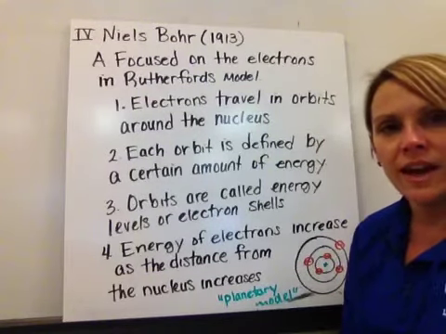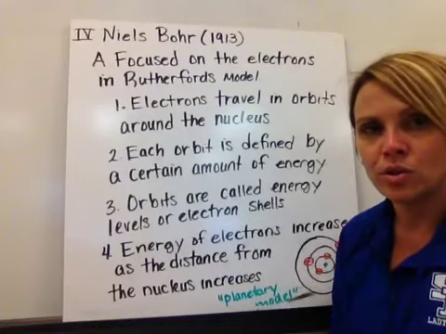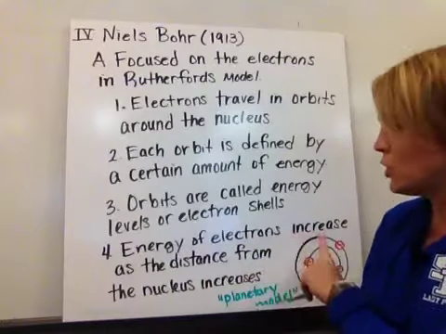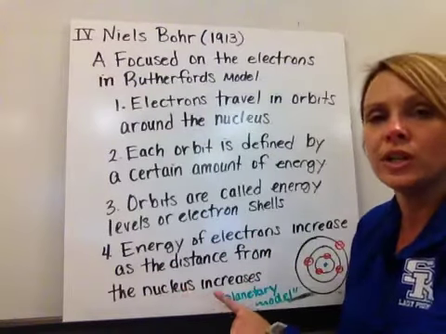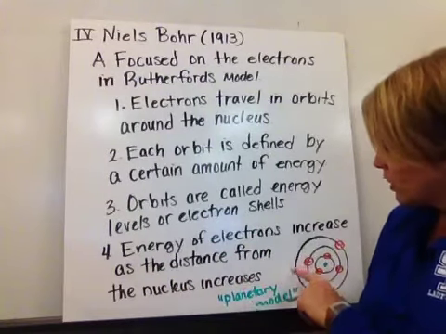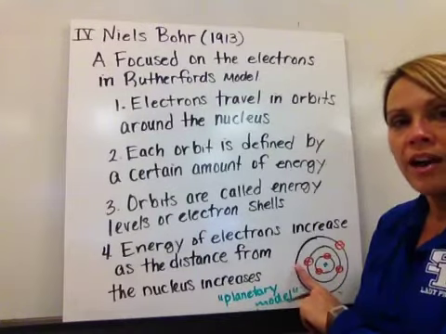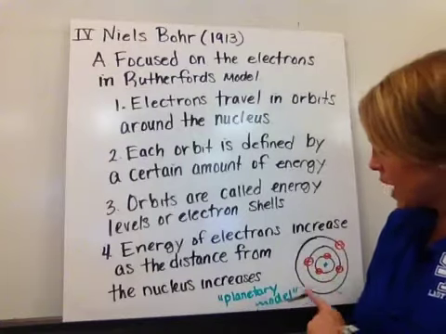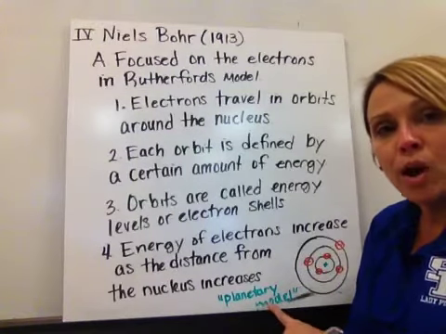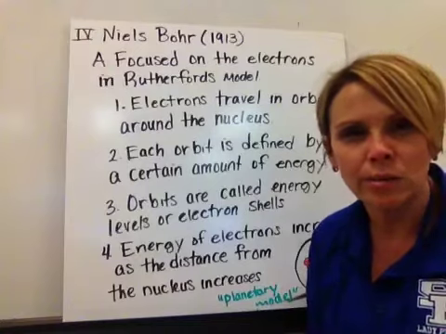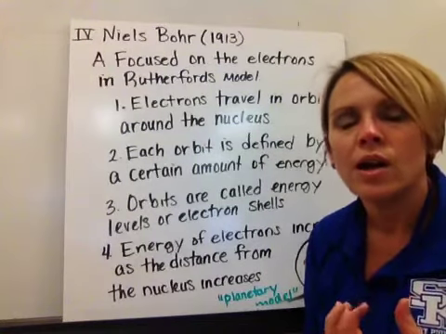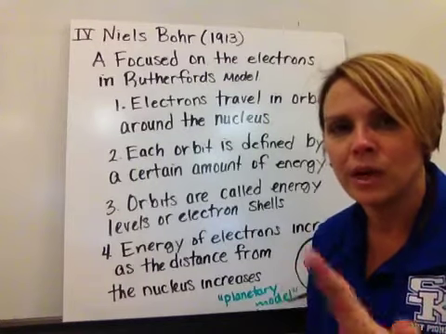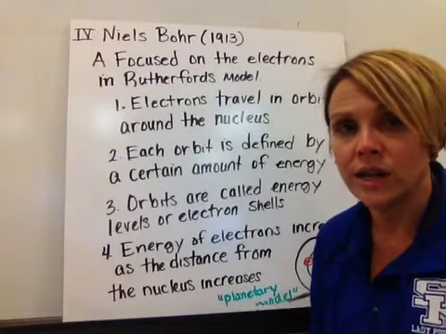The other thing that Niels Bohr was able to understand is that the energy of the electrons increases as the distance from the nucleus increases. So the electrons that are out here have more energy than the ones that are closer to the nucleus. This type of model is called the planetary model because it mimics the solar system, where the nucleus is the sun and the electrons are the planets spinning around the sun in clearly defined orbits.